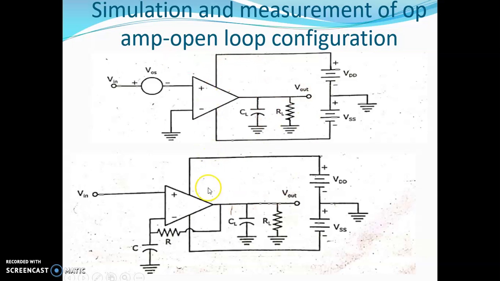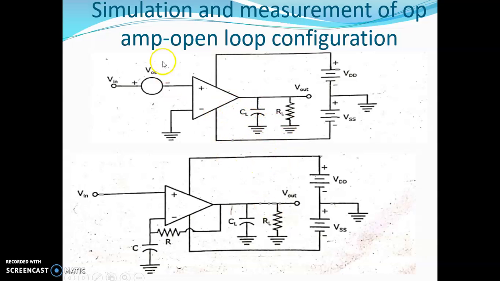One of the most important specifications of any op-amp circuit is that it must be operated in the open loop mode. But the drawback is that when it is operating in the open loop mode, it will be difficult to measure the op-amp, and it will be difficult to simulate it, because it will have a high differential gain.